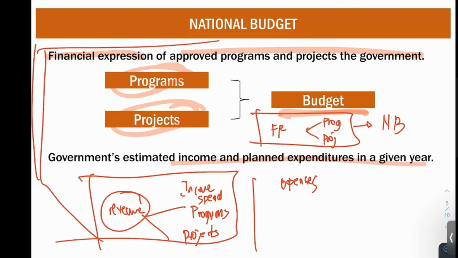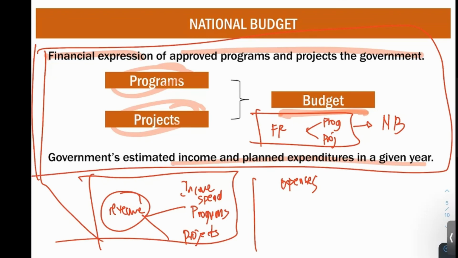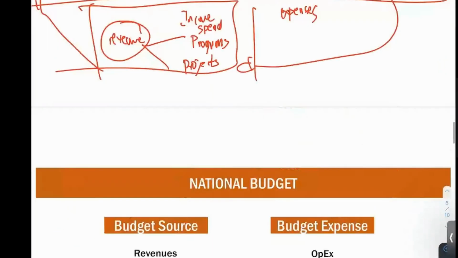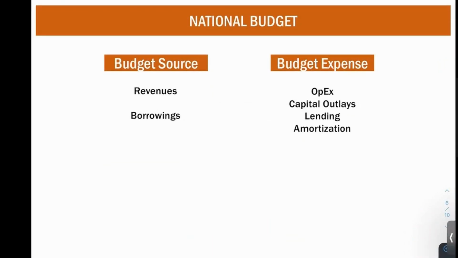So we place this definition into one, and we said that your revenue of the government will now be spent for the different programs and projects. So the national budget, therefore, contains two items. We said the source, which is the revenue, and the expense, which are your different programs or projects. So let's talk first about your budget source. Your budget source is your revenues and borrowings.